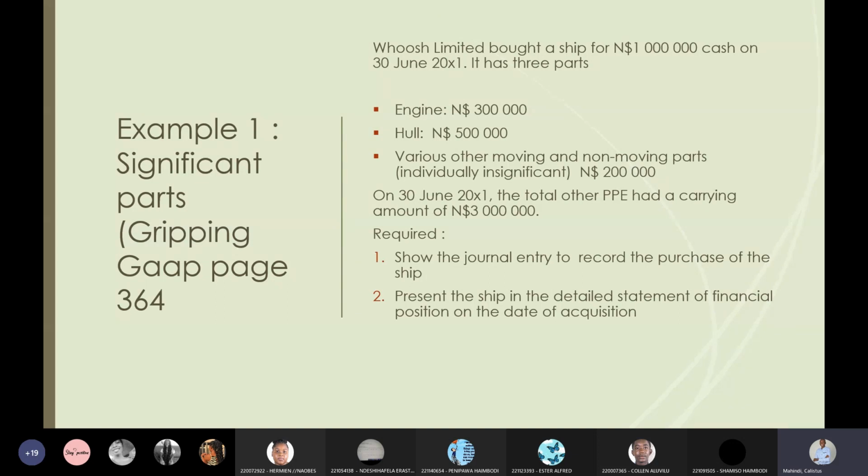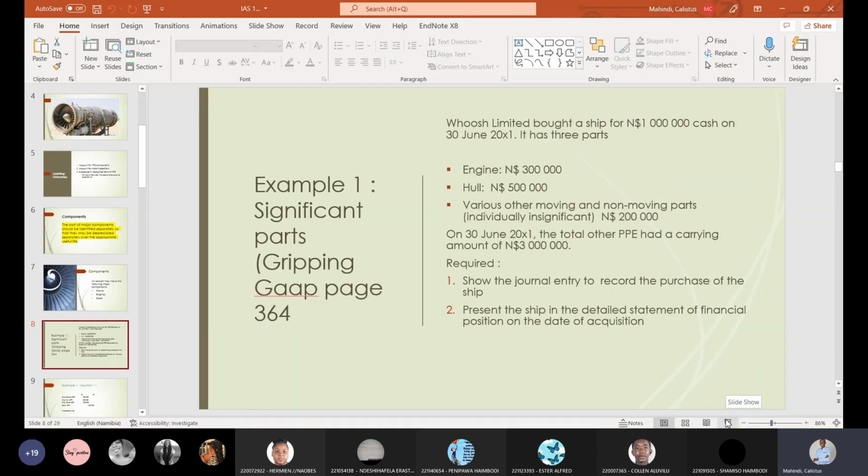Now it tells you, show the journal entry to record the purchase of the ship. Can anyone help with that one? Show the journal entry to record the purchase of the ship. This one you don't even need to do any calculations because you're already given the figures. So all you need to do is to provide the journal entry. So journal entry, what account is going to be debited and what account should be credited.